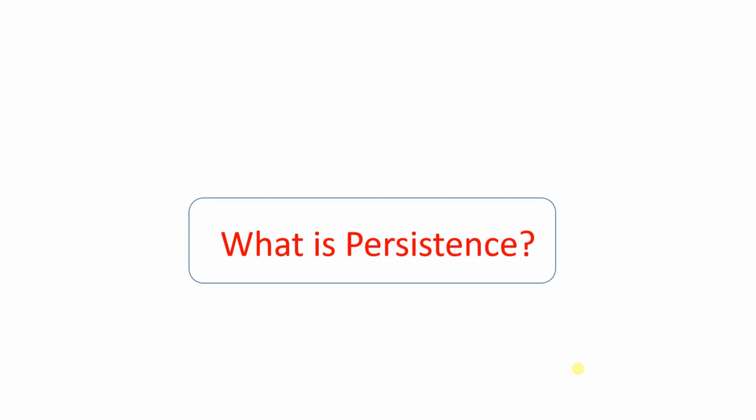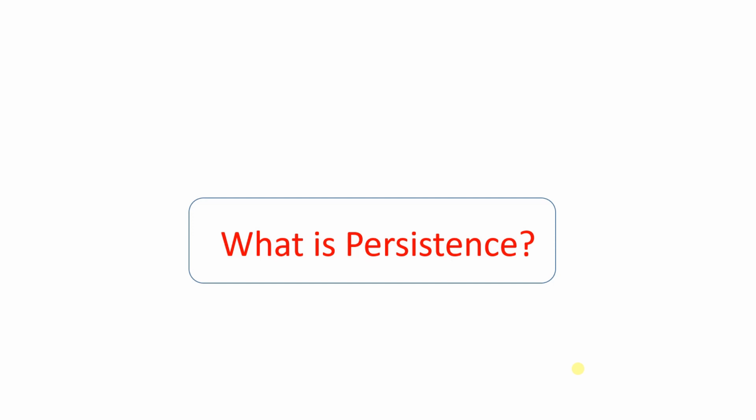In this tutorial, we are going to discuss what is persistence. If you remember, we have configured different types of load balancing methods and seen the output. So depending upon the load balancing method configured on the F5 Big-IP load balancer, the request is handled and the client request gets a response from the server.